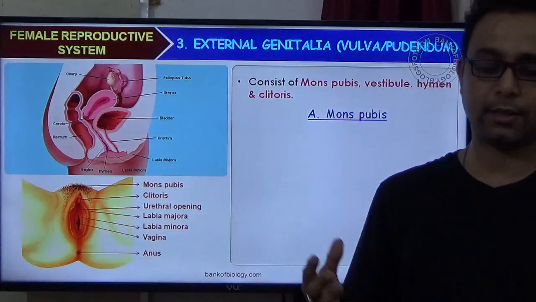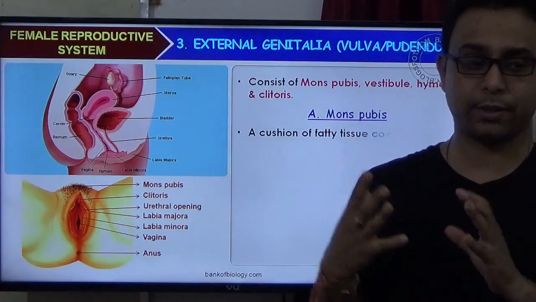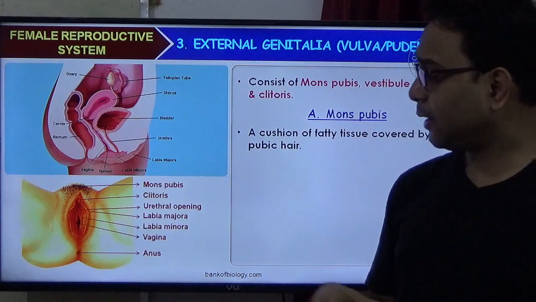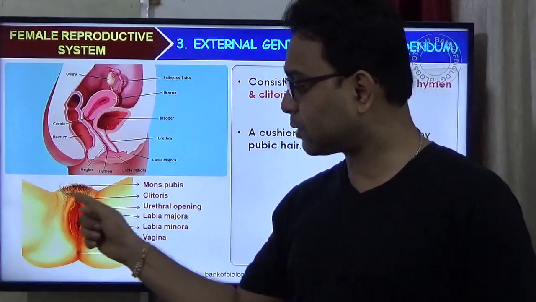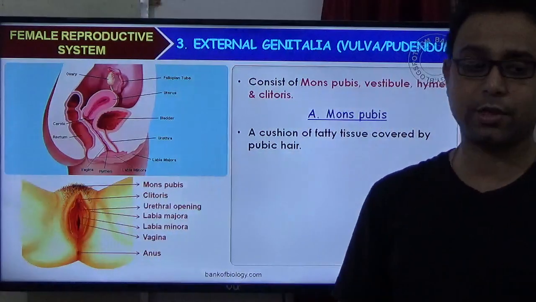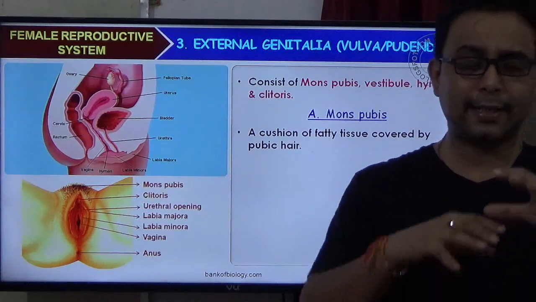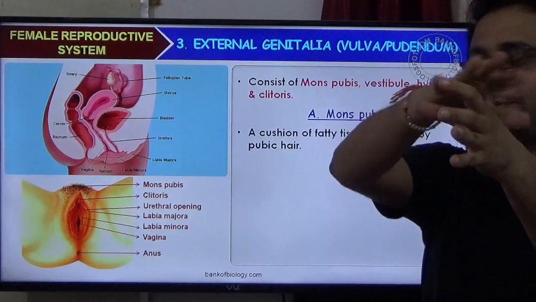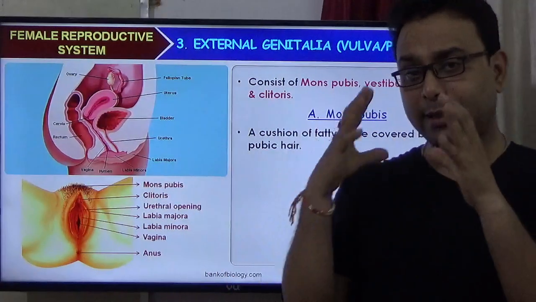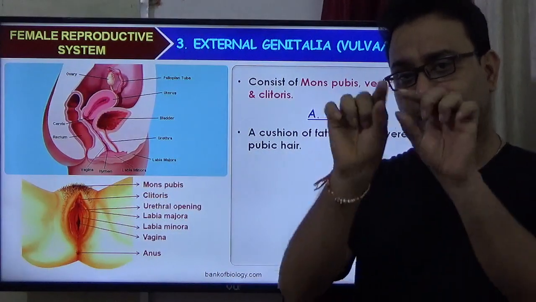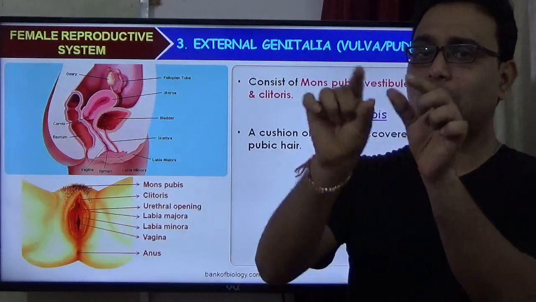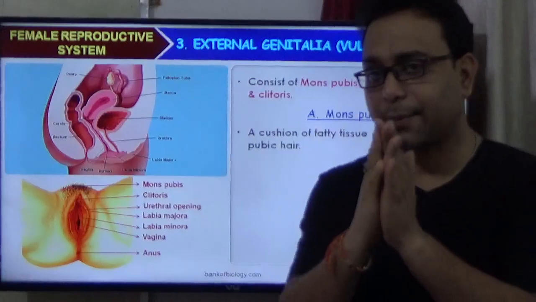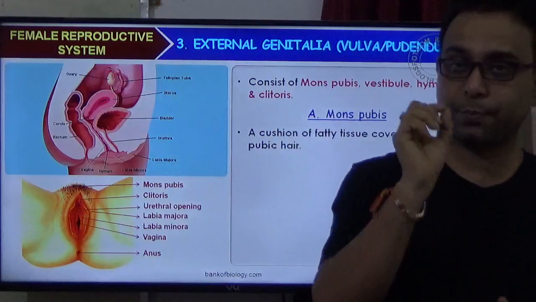So at first we discuss the mons pubis. Where is the mons pubis? In that particular region, you can observe the mons pubis. It is like a cushion of fatty tissue covered by pubic hair, right? It has pubic hair and lots of fatty material, or adipose tissue, present on the mons pubis.